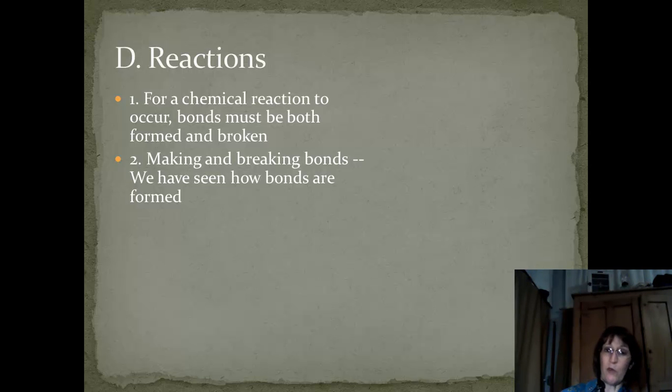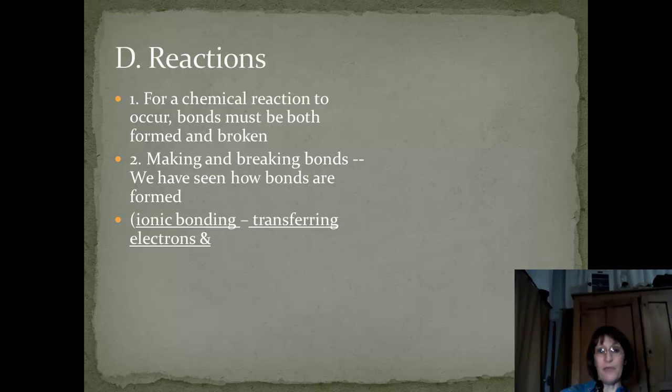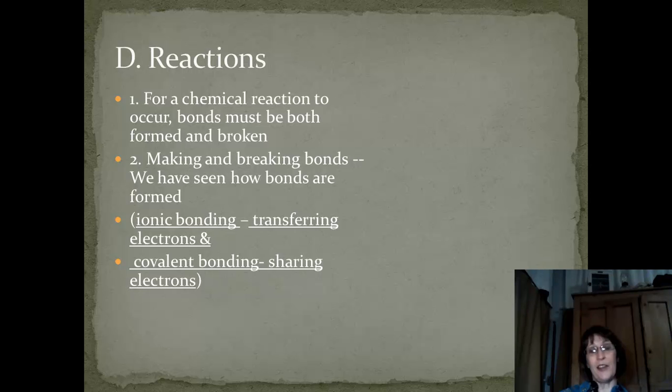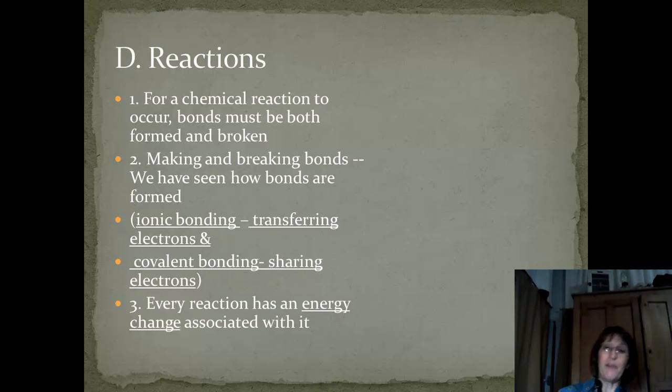You know that bonds are formed in two different ways. You have two different types of bonding. We have ionic bonding, where the electrons are transferred, and we have covalent bonding, where they're sharing electrons. Don't forget that.